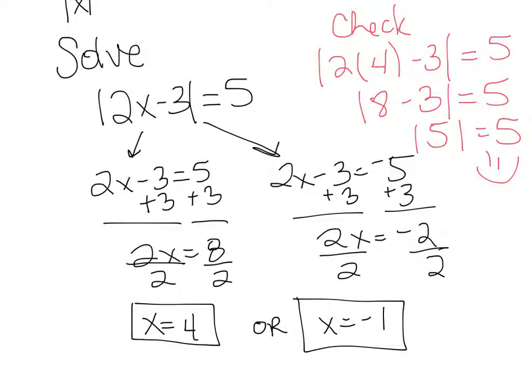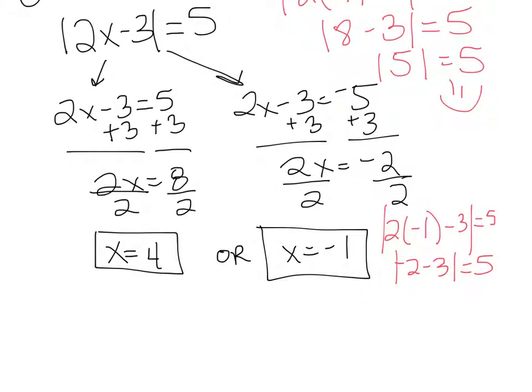Now let's check the other one. Let's check negative 1. So we'd have 2 times negative 1 minus 3 in absolute value. We want to know, does that equal 5? Well, negative 2 minus 3 is in fact negative 5. So as we look at this, we would have the absolute value of negative 5, which is in fact equal to 5. So you can see that we have two solutions.